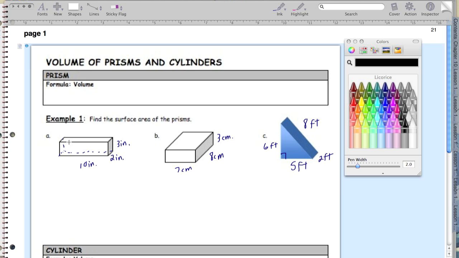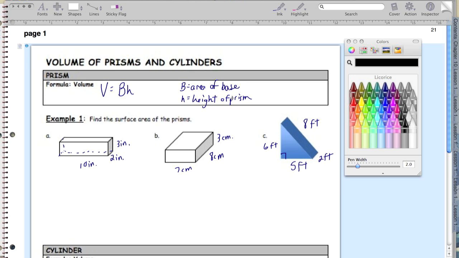So volume of a prism is given to us by the formula capital B times H. Capital B, like before, is the area of the base, and small h is the height of the prism. Now this formula is going to work to find the volume of any prism, whether it's rectangular, triangular, hexagonal, octagonal, whatever the case may be.